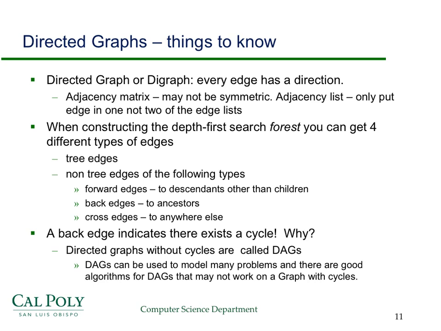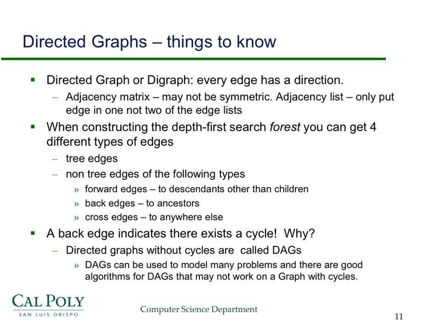Remember that in a directed graph, or digraph, every edge has a direction. So what does that imply? That implies the adjacency matrix may not be symmetric, and the adjacency list only puts an edge in one, not two, of the edge lists. While we're constructing this depth first search forest, you get 4 different kinds of edges: tree edges, forward edges, back edges, and cross edges.